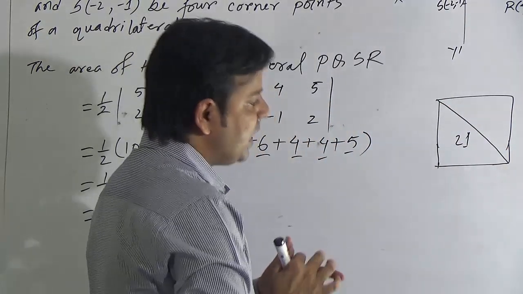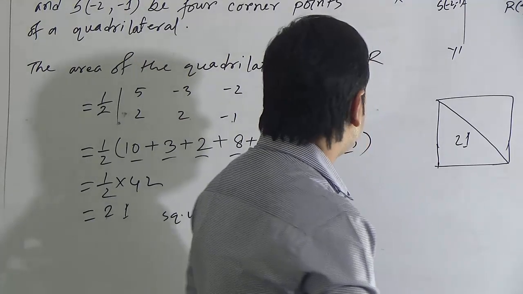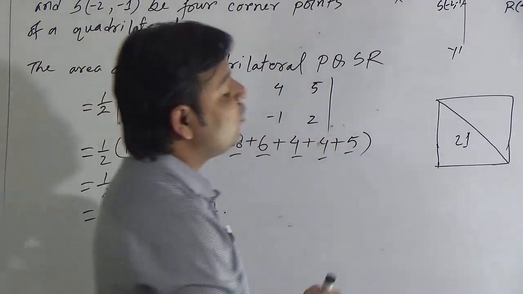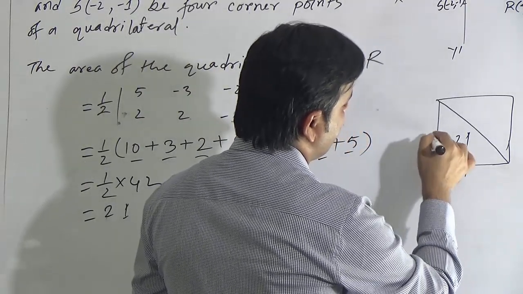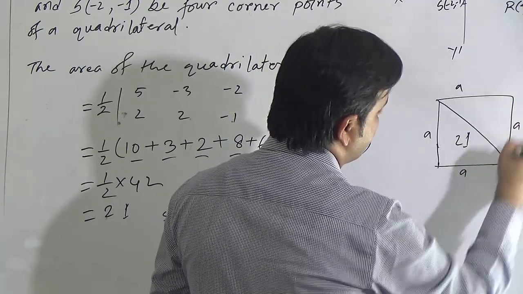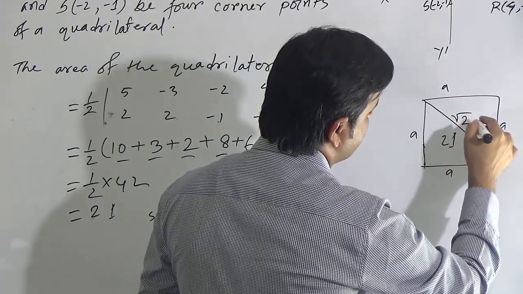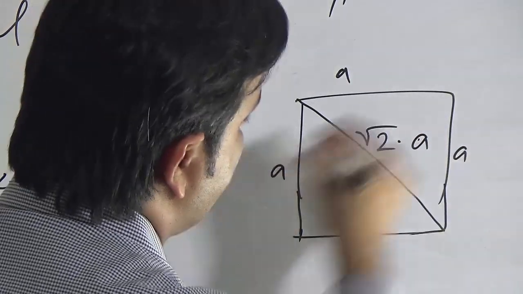Length of a diagonal. If we want to determine the length of a diagonal, we have to determine the length of one side. If one side is A, then another side is A, it means all the sides are A. Then the formula for determining the diagonal is √2 times A. This is the diagonal.